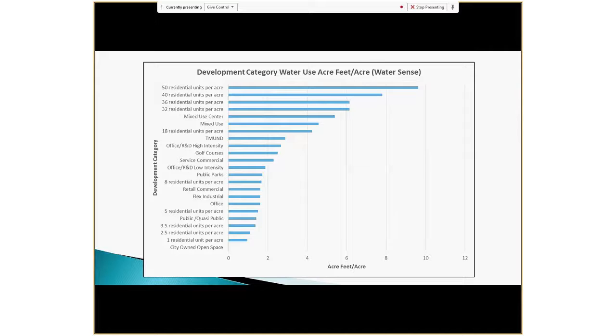And so when we do the build out scenarios that I was mentioning earlier on a routine basis, we take an average usage in each category based on what we know is already built in each of those categories, and then apply it to the undeveloped land, the redevelopment areas, and the underutilized areas that I was showing on the map before. Go to the next slide.